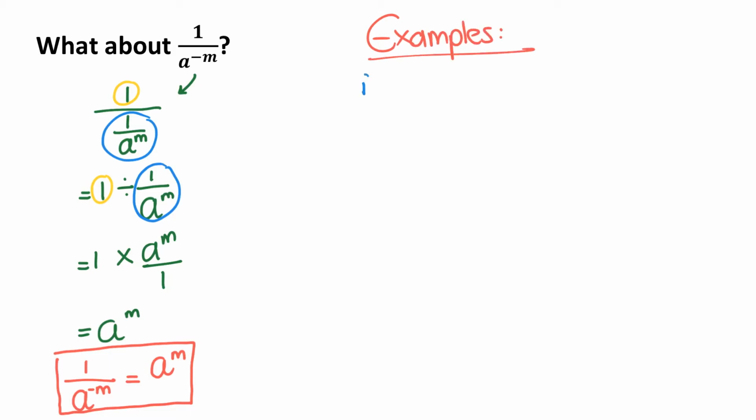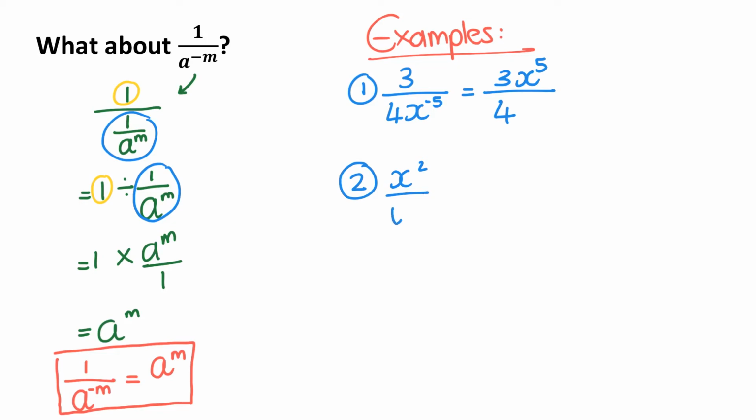Let's look at a couple of examples. First example, I've got 3 over 4x to the power of negative 5. So a shortcut for that is if I've got a negative exponent in the denominator, I can write the same power with a positive exponent. Number 2, x squared over y to the power of negative 3. I've got x squared in the numerator, and now I'm going to write y to the power of 3 in the numerator. And since the denominator is 1, I can just write that as x squared y cubed.